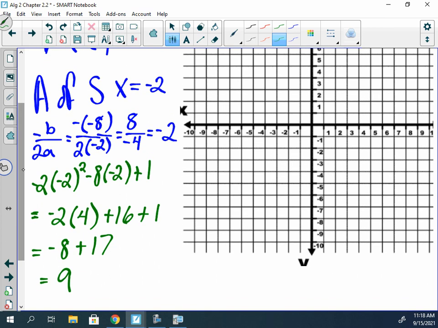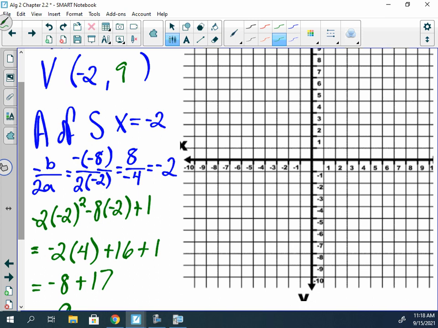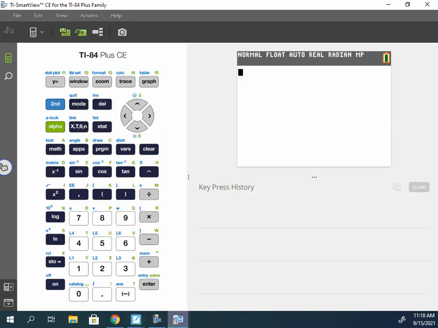So the vertex is, I'm going to scroll up, negative 2 comma 9. And the axis of symmetry is x equals negative 2, yes? Okay. Now, this is the last type of problem like this. Are there any questions on this before we talk about the next piece? Okay. Let's look at the graphing calculator.